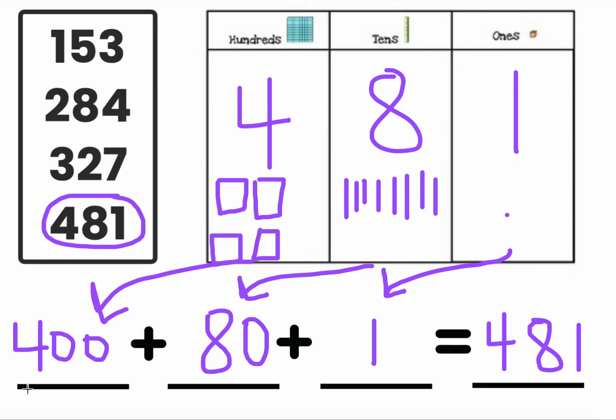This new form we just learned is called expanded form. And remember that expanded form is basically just one big addition sentence. That's all it is.